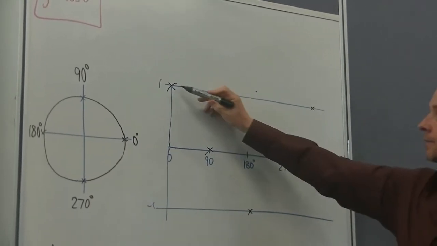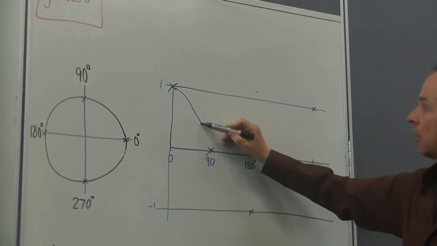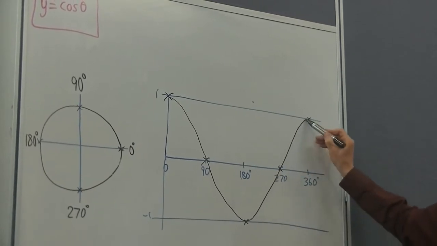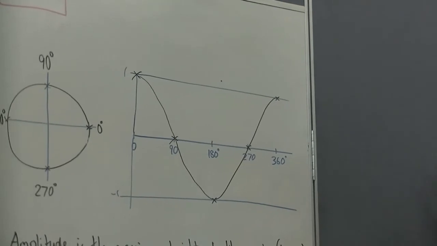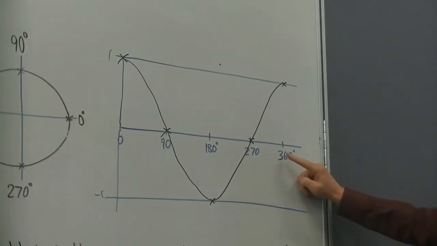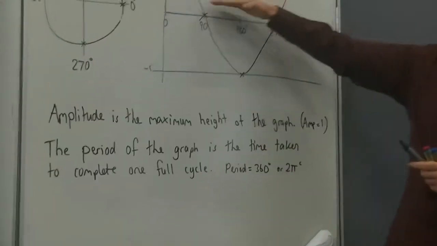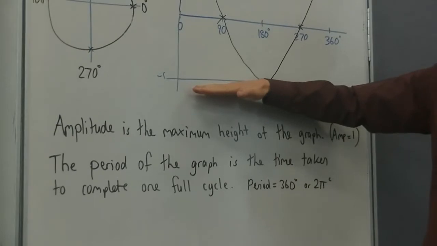Now you can see we've got a cos graph that looks like that. And again, we don't use straight lines, we do it nice and curvy. So it looks something like that. And both of these graphs, they continue on forever. So like I said before, the amplitude is the maximum height of the graph. So the amplitude is 1, goes up to 1 and down to negative 1.